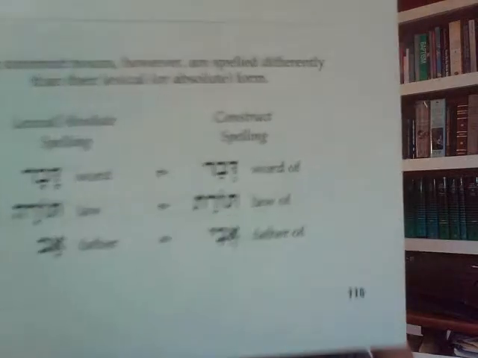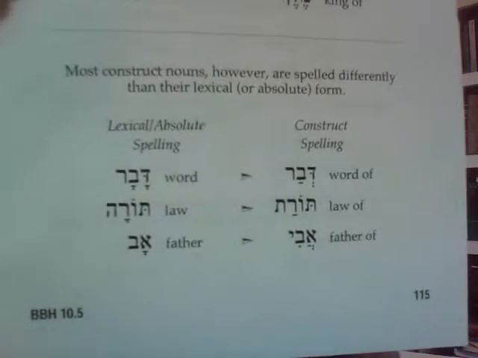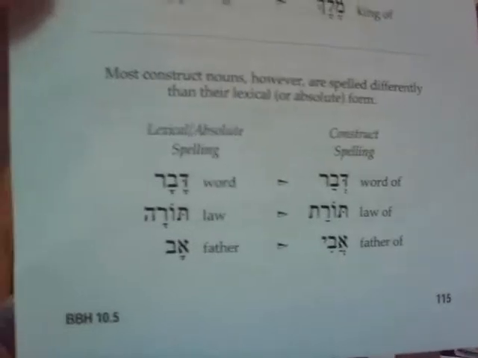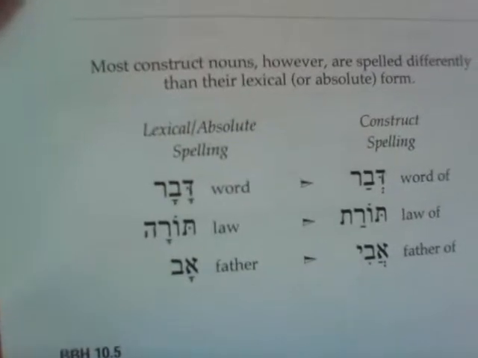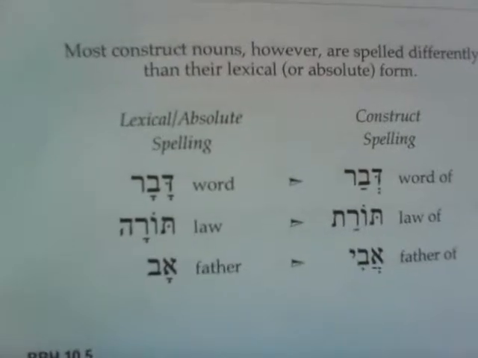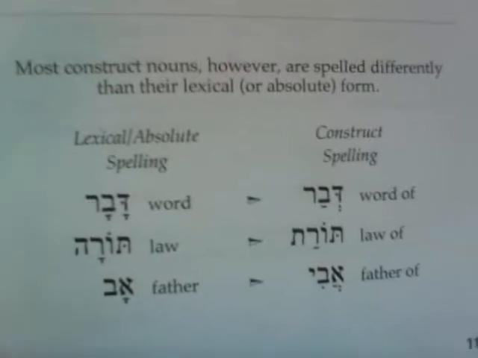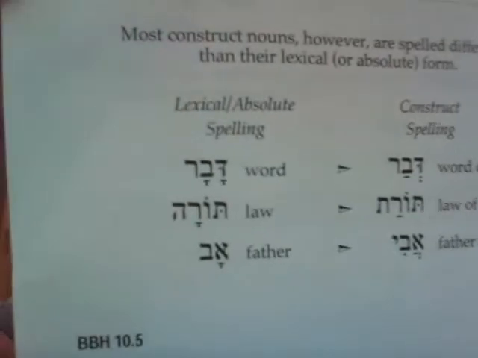So let's look at some of the spelling issues that we're going to run into here. What I have here is that we realize that most construct nouns are spelled differently from their lexical or absolute form. Now, if it's an absolute noun, it's going to be spelled just like its lexical form. And so there's not going to be any change. So if there's no change, your first assumption should be, this is probably the absolute noun. Now, there are some nouns that do not change in their construct spelling, but we'll look at those in a moment. But let's consider first the spelling changes.